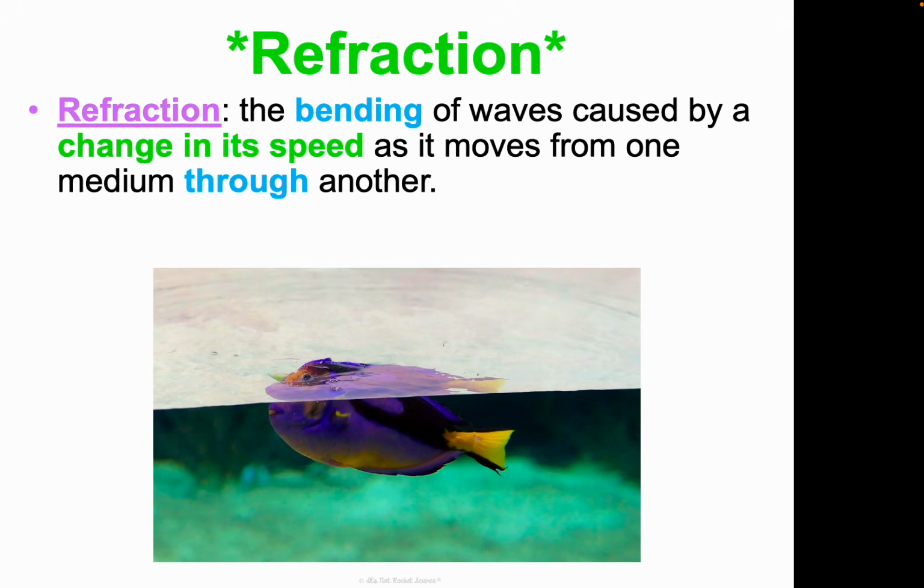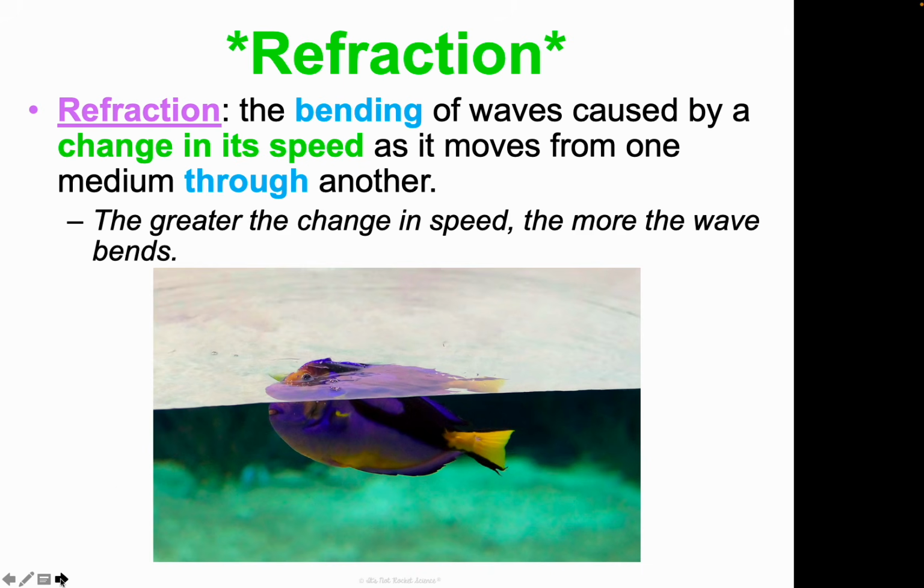Refraction is the bending of waves caused by a change in its speed as it moves from one medium through another. So if you remember, we talked about before how the type of wave and the medium it travels through will impact the speed of a wave. And so what we see in refraction is that as the wave, whether it's a light wave or a sound wave, is moving through a different medium, it's going to have a change in speed because of that medium, and then it's going to bend or cause that refraction. The greater the change in speed, the more the wave is going to bend.